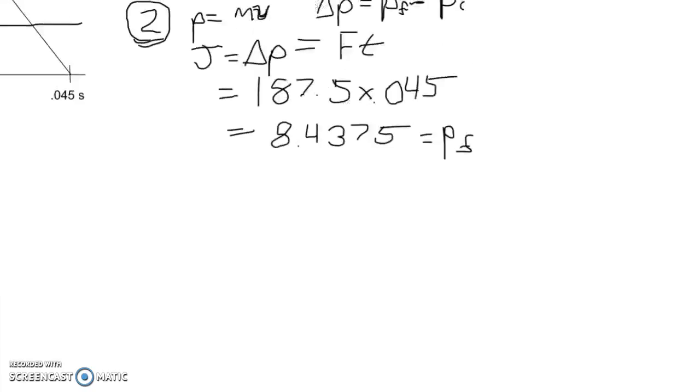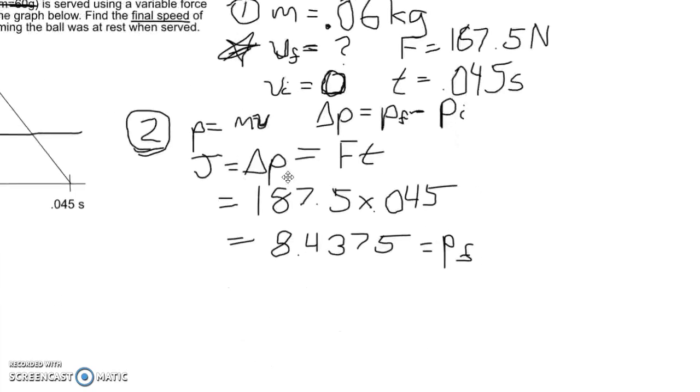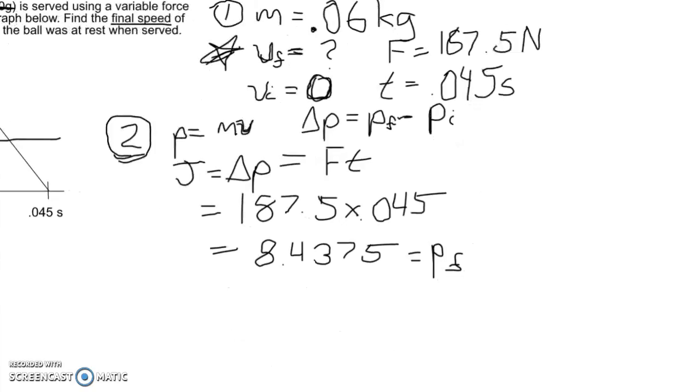Actually, let me just go up for a bit here. Okay, how's that? Okay, so what is PF? Well, besides 8.4375, the units here again are newtons times seconds. But we're in the calculator, and this would be step 3. All of this is step 3. Okay, so what is the final momentum?